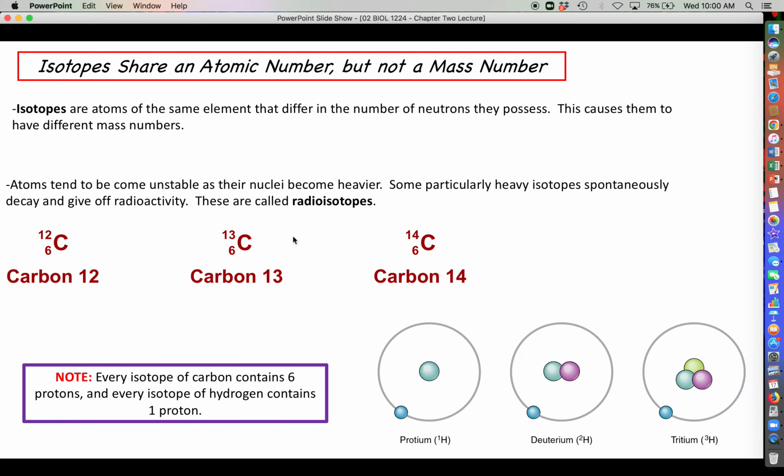So before we move on to the application of radioisotopes, just make sure that you understand every isotope of carbon contains 6 protons. Every isotope of hydrogen contains 1 proton. So for any given element, you're not going to change the number of protons because that's what defines the element. But you can change the number of neutrons.